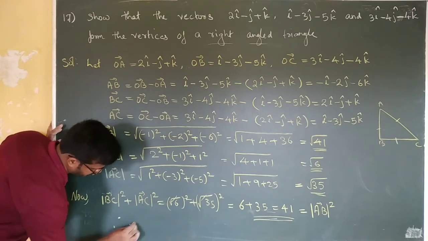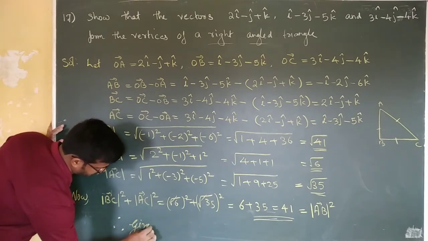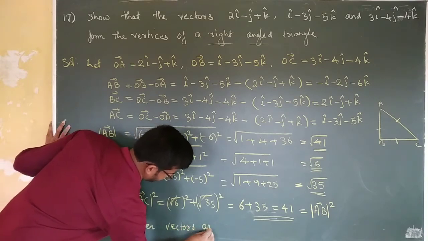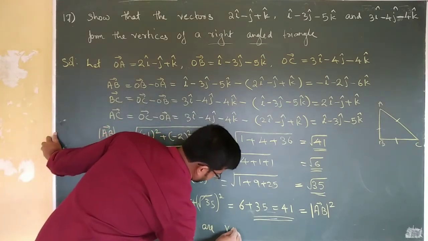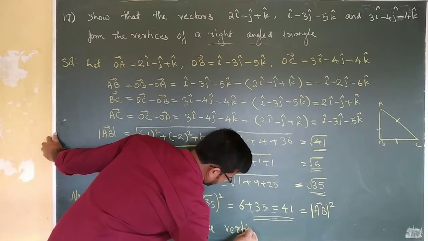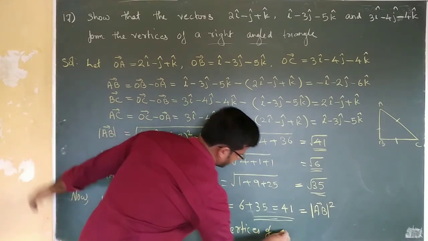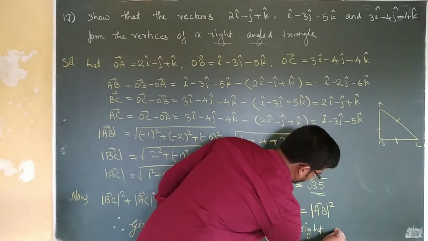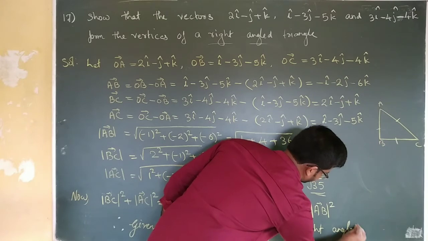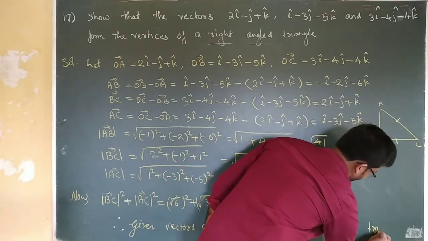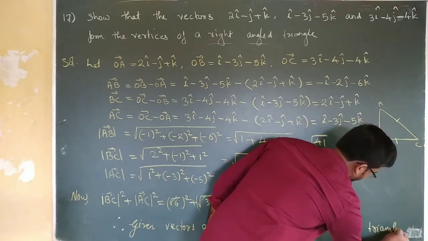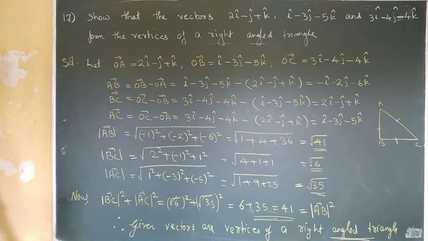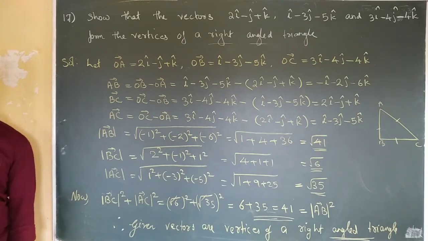Therefore, the given vectors are vertices of a right angle triangle. This is our answer. Just pause the video or write it down in your notebook.